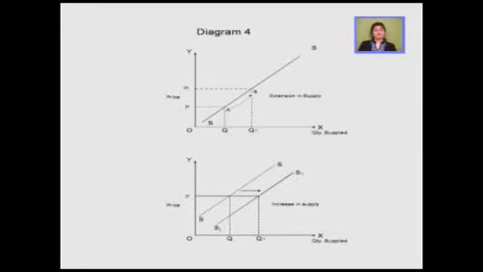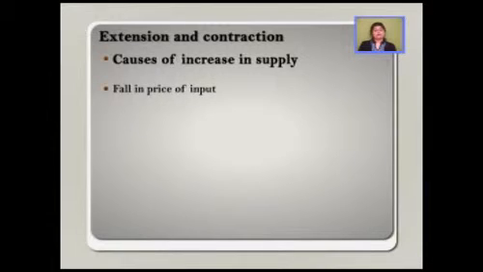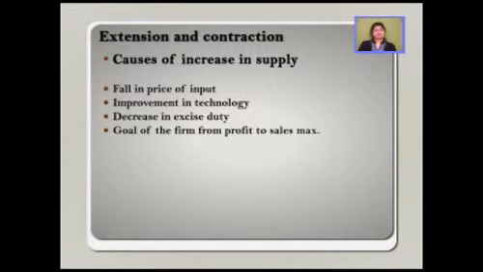Now let us check out what could be the possible causes of this increase in supply. Well, the first cause is fall in price of inputs. As I told you earlier, if inputs become cheaper, supply will be increased. If technology is improved, supply will be again increased. If excise duty goes down or taxation is reduced, then supply will increase. And if the firm shifts its goal from profits to sales maximization, then again supply will be increased.